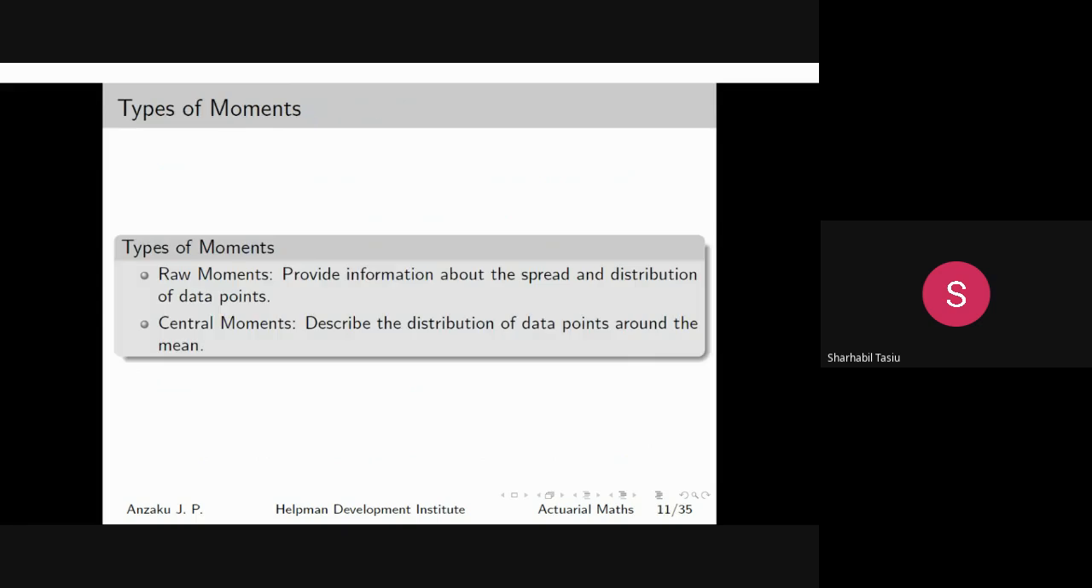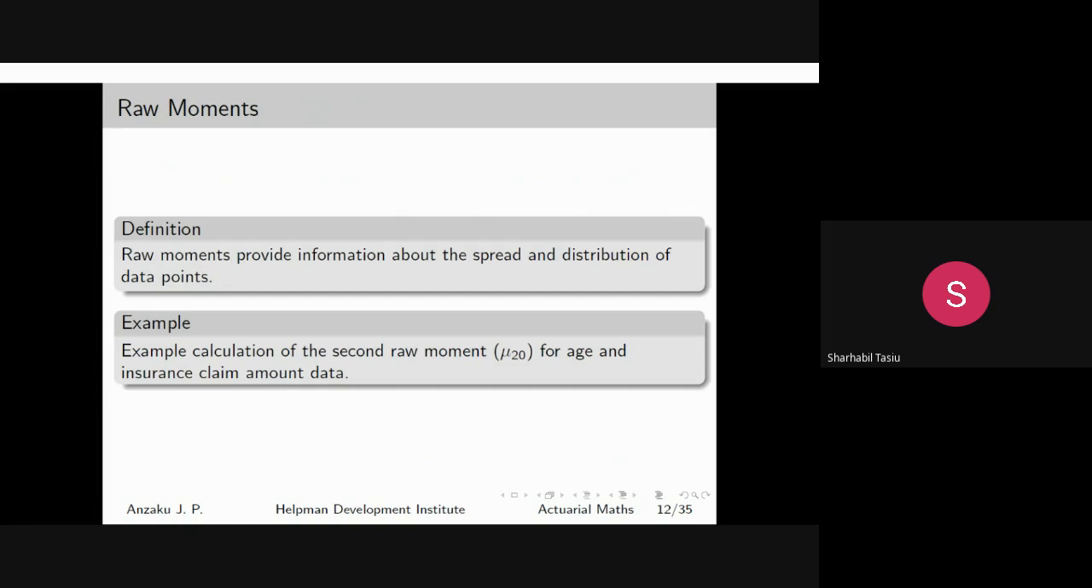Now, types of moments, we have the raw moments and we have the central moments. The raw moments provide information about the spread and distribution of the data points, for example, when we have the second raw moment here, mu 2 0, for age and insurance claim amount data. So here, when we say 2 0, the 2 stands for the age and the 0 stands for the insurance claim amount.